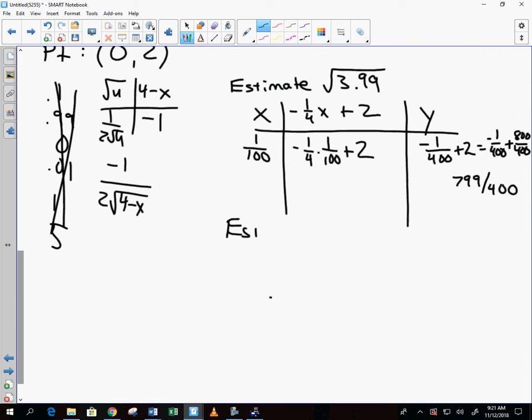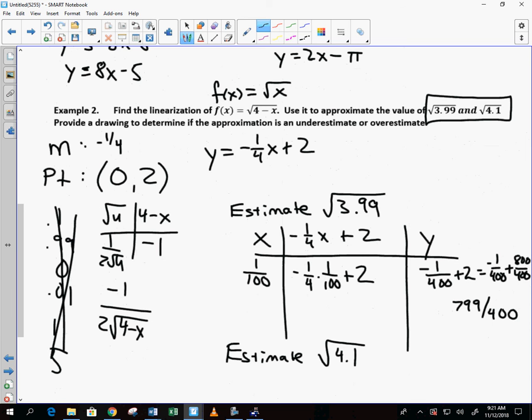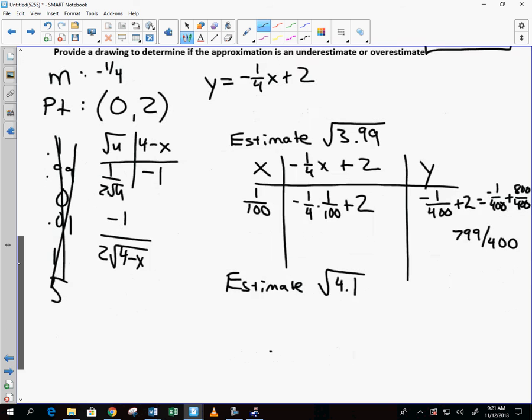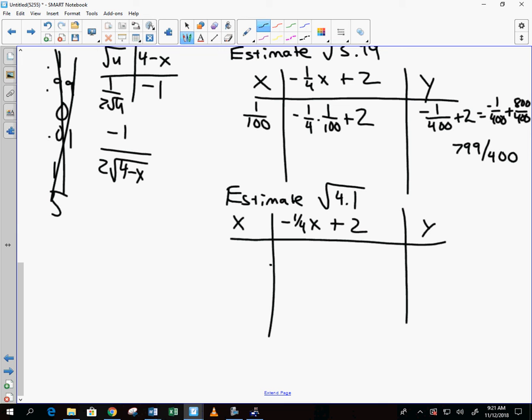Let's estimate the square root of 4.1. It says use it to approximate the value of the square root of 3.99 and the square root of 4.1. So let's estimate the square root of 4.1. I need to choose an x value, and it's going to produce a y value. I plug into negative 1/4 x plus 2. What would you plug in for x to produce 4.1? Negative 1/10.